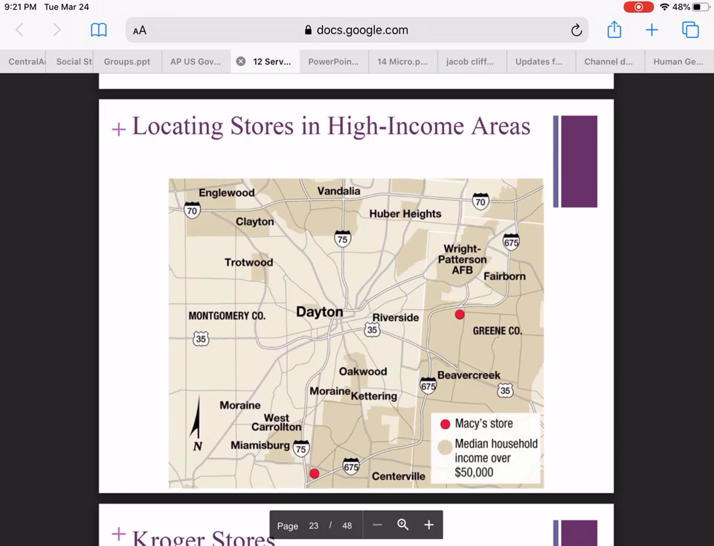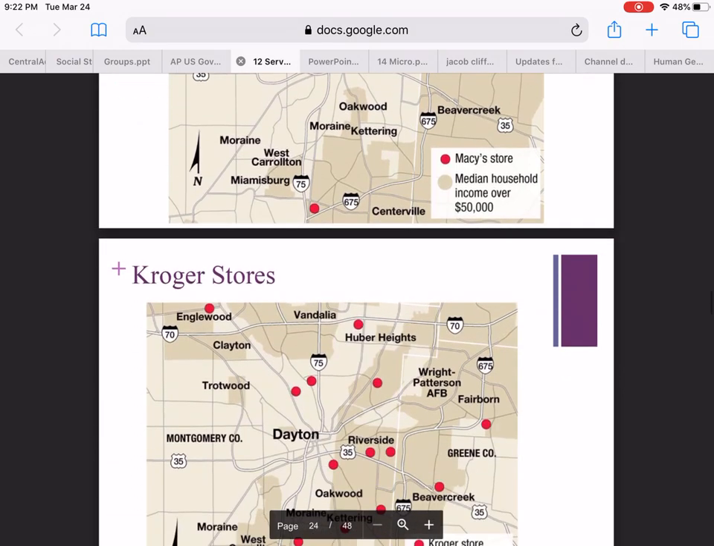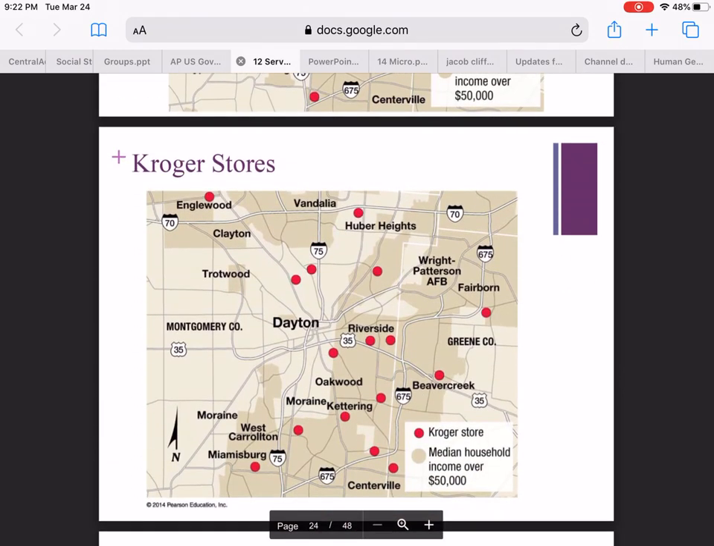But if you put a Macy's in Inglewood, it's not going to survive, because if you look at the area surrounding Inglewood, there's not enough people to the west, the northwest, to be able to draw to that location that are going to make that place profitable. Now, Kroger, grocery stores, you're going to see grocery stores everywhere. And whether you're high income, low income, whatever the case may be, people still have to eat.